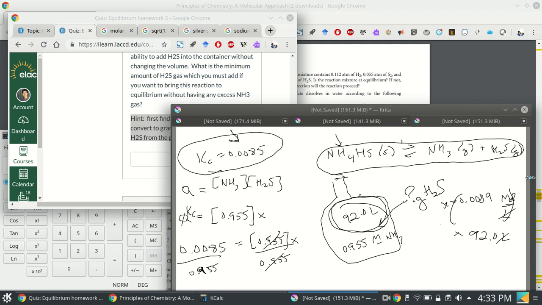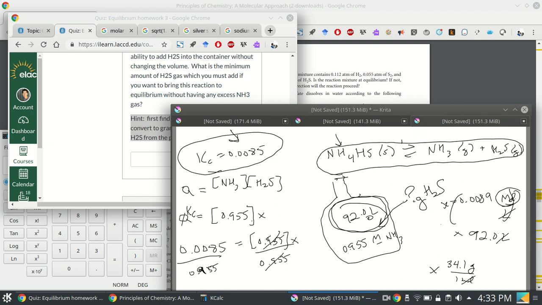But I'm not done yet. All right? I'm going to multiply the moles. So liters canceled out, so now I have moles. I'm going to multiply the result of this calculation, 0.0089 times 92.0 liters, times the molar mass of H2S. Now, I believe the molar mass of H2S is about 34.1 grams for 1 mole.